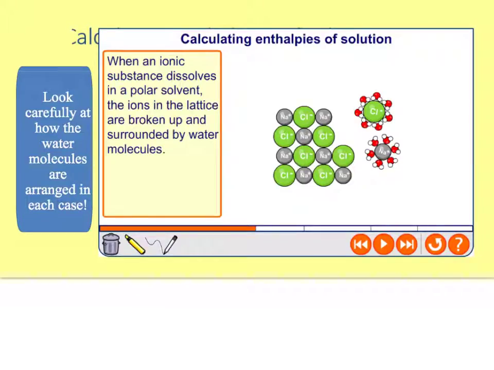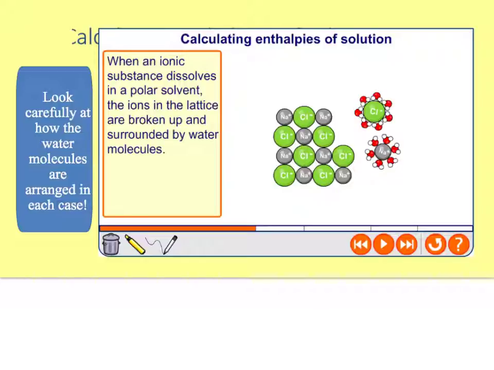So you need to have a good understanding of what's actually happening when you are dissolving an ionic substance in water, which is our polar solvent. So if you imagine you've got your ionic lattice here, which you should be familiar with, we're just showing one layer of it, instead of the 3D version where you've got many layers. What's happening is that the water molecules, which are these little red and white blobs here, are coming in and they are surrounding each of the ions.